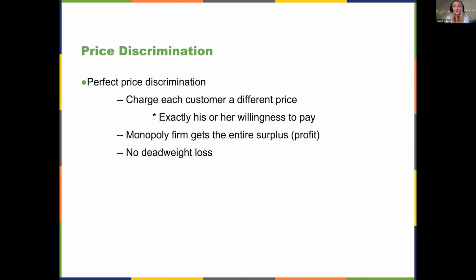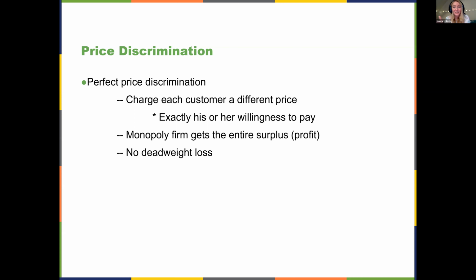So if a monopolist, for example, is able to perfectly price discriminate, charge every single person a different price according to their maximum willingness to pay, the monopolist gets the entire consumer surplus. So basically, none of the buyers in this market would capture any consumer surplus. It would all just be transferred to the monopolist in terms of profit.